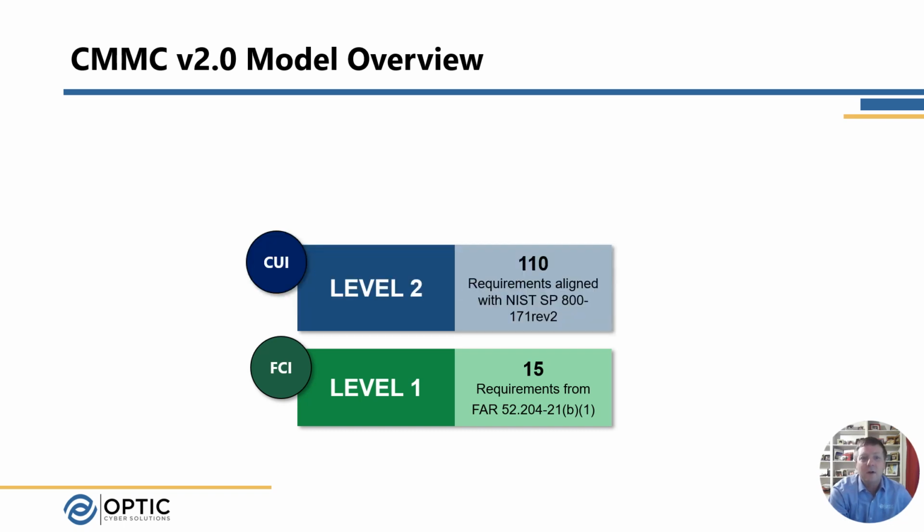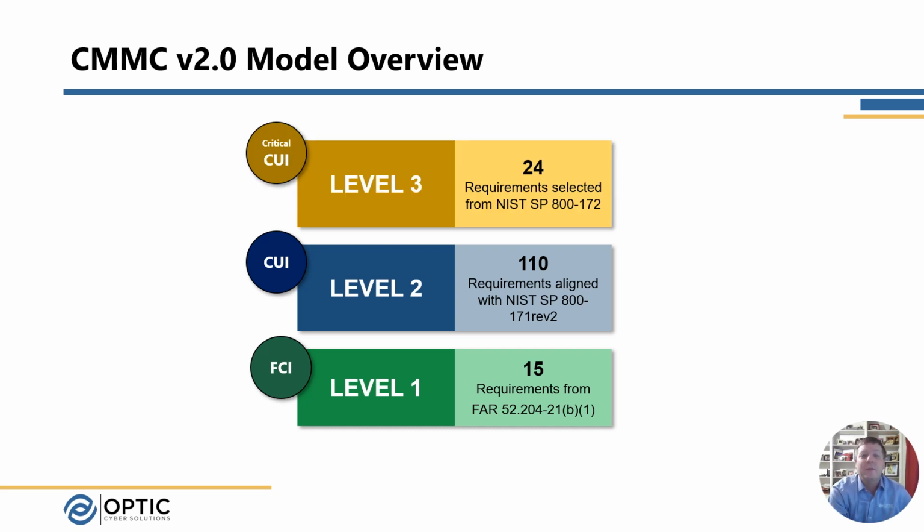For Level 2, in the protection of CUI, that remains the same and tied to NIST 800-171 Rev 2. For Level 3, we've known that the requirements would be aligned with SP 800-172, but we didn't know which of the requirements would be selected. So in the proposed rule, we can now see the 24 requirements from 172 that are required to protect critical CUI, or CUI for high value assets.